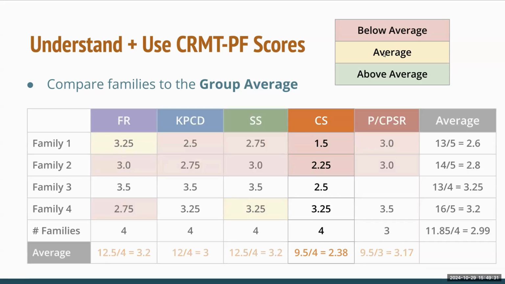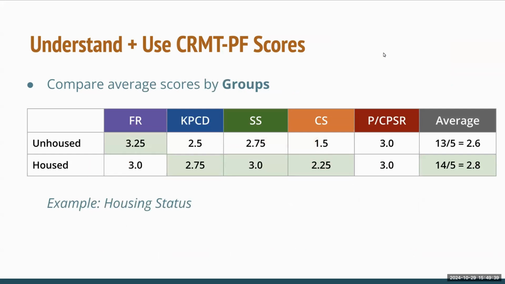For this group, for example, perhaps you'd increase your efforts to connect all new families with concrete supports. Another powerful way to use the CRMT data is to look at how families are doing compared to other families. You can use this to see if your program is working better for some families versus other families, or if there are particular groups that could use more or different supports.